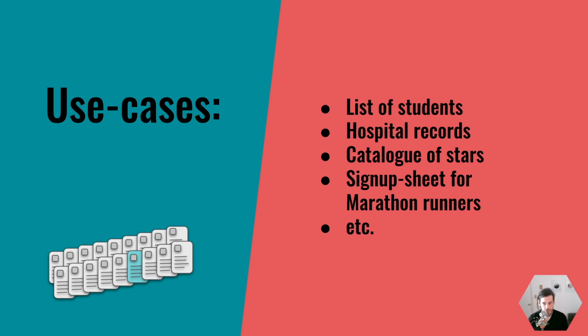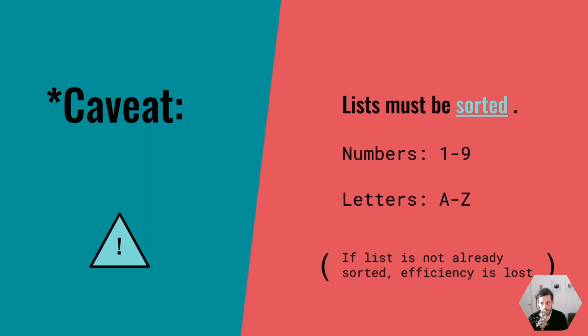Hospital records, sign-up sheets for marathon runners. Lots of examples, use cases for this kind of search algorithm. Now, there's one big caveat, and that is that binary search really only works if the list is sorted. So this actually is a big problem because oftentimes simply sorting the list is going to be very time consuming in and of itself. And if we have to sort the thing ahead of time, if it's not already sorted, then you kind of lose all the benefit of binary search.